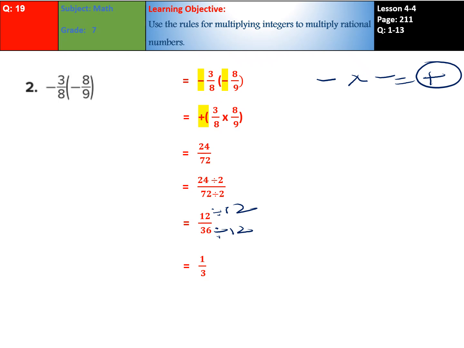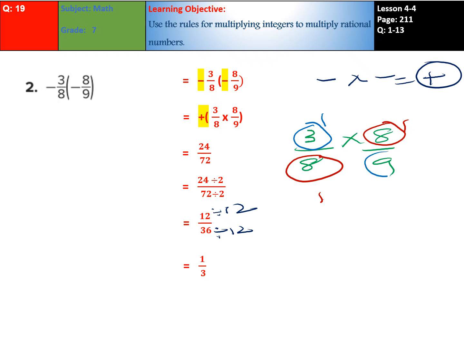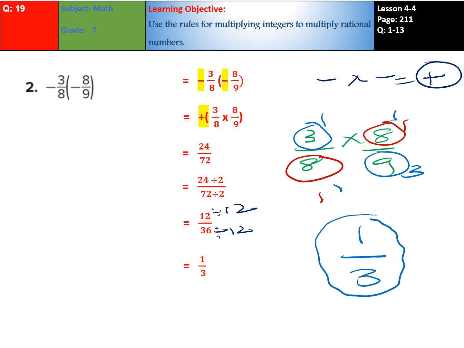There is another method. We had 3/8 times 8/9. You can see if you can cancel them. So 8 one time is 8, 8 one time is 8. On the other sides, 3 one time is 3 and 3 times 3 is 9. So this is 1 and 1. 1 multiplied by 1 is 1. 3 times 1 is 3, so 1/3. So this is another way to solve.